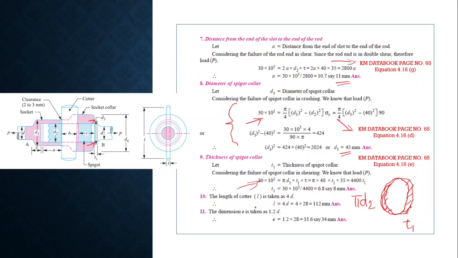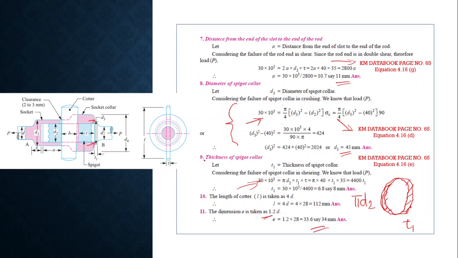Then finally, length of the quarter, that is usually taken as 4d. Then directly we can calculate that length of the quarter. Then dimension E is the distance represented in this particular figure, and that E is taken as 1.2d. That we can also calculate directly. 1.2d is equal to this 34 mm.